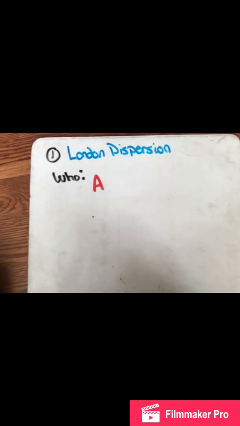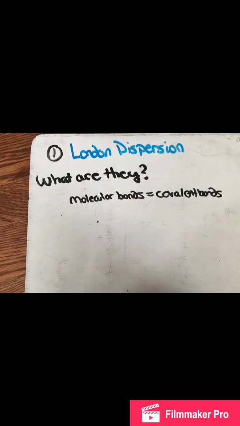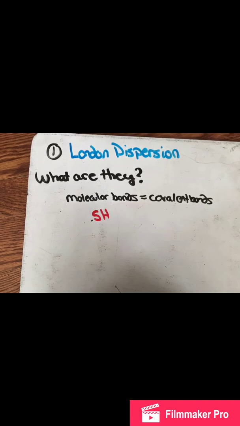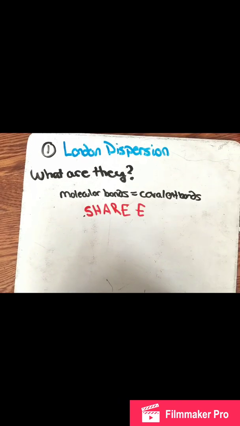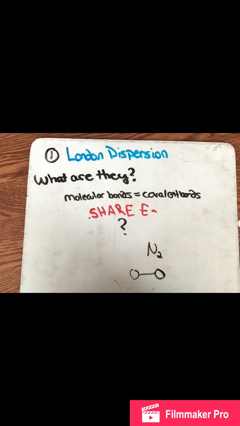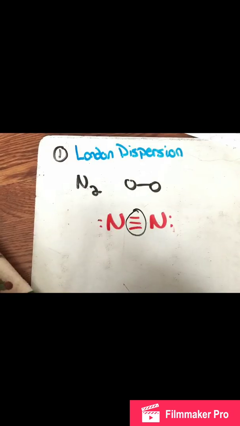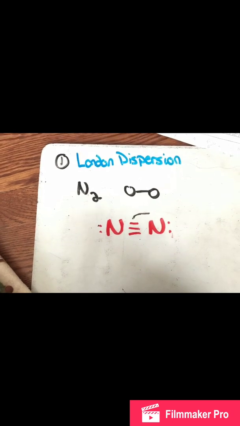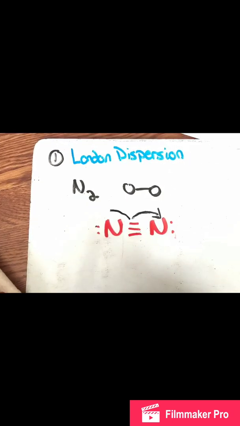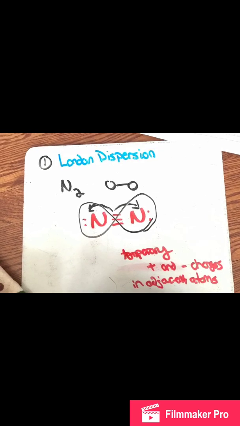And the answer is all molecules have London dispersion. So what are London dispersion forces? Well, remember what a molecular bond is, a covalent bond, meaning that they share electrons. And this explains London dispersion forces. Take nitrogen, for example. So nitrogen shares 6 electrons, as seen by the 3 bonds in the middle. And that means that sometimes the electrons may be over there, or sometimes they may be over there, because they are shared and they move to give each element an octet.